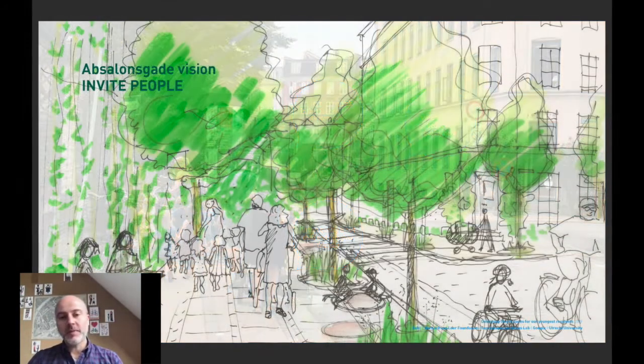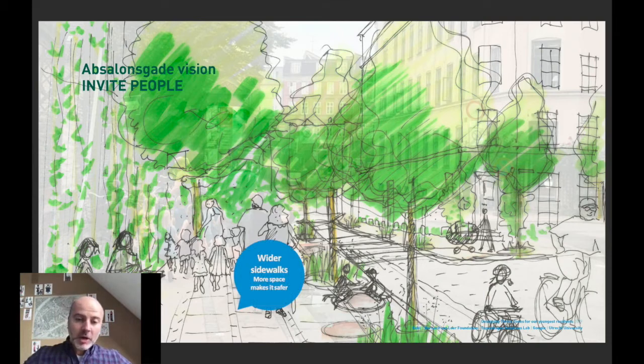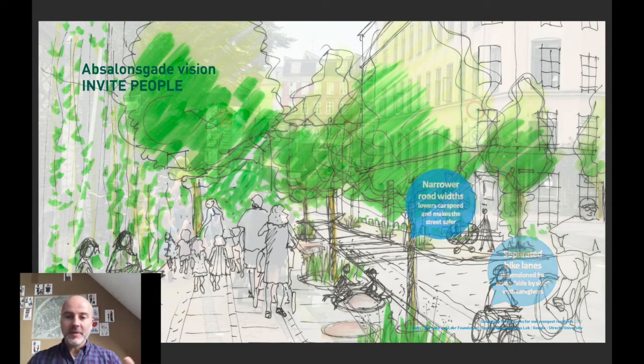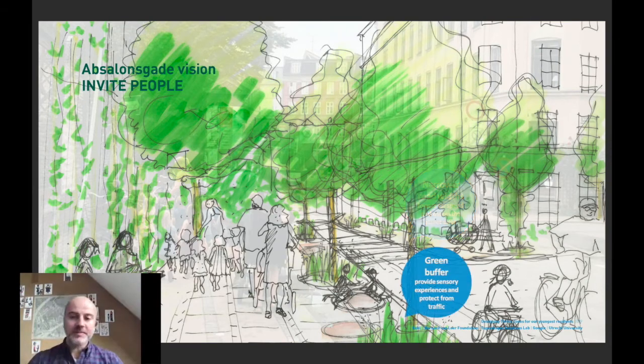And so, again, this is obviously a very rough sketch concept, but we can begin to integrate some of the same principles. We can make it more comfortable with wider sidewalks. We can create separated bike lanes, so it's much easier for side-by-side cycling between caregivers and their kids. We can narrow the road width to allow vehicles to move slower, make the street safer. Introduce that green buffer to keep the distance.